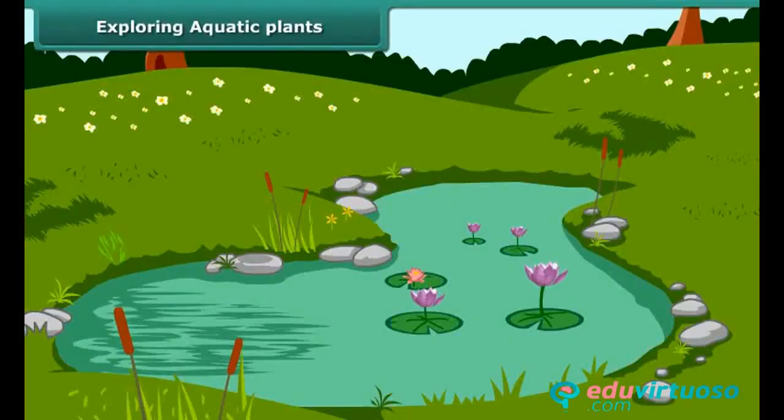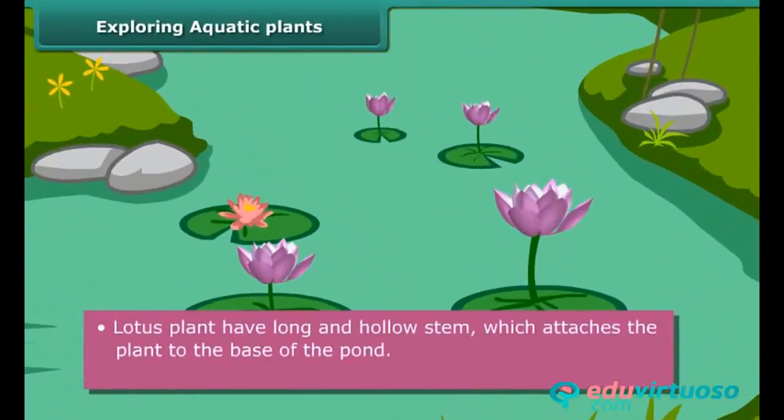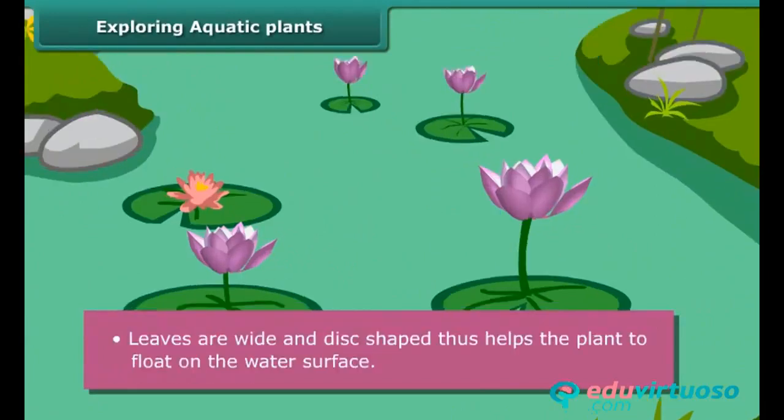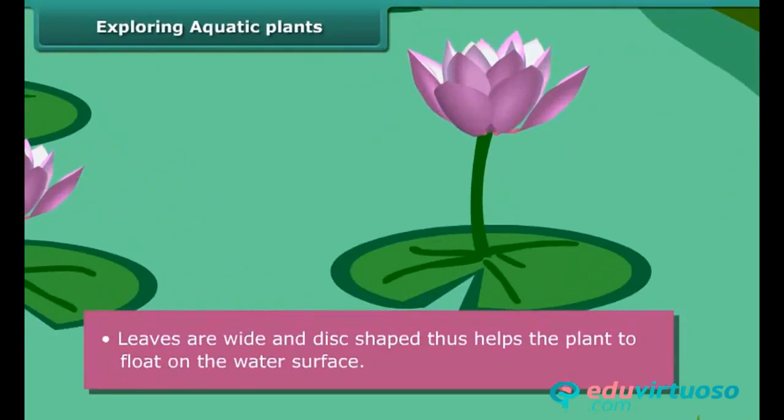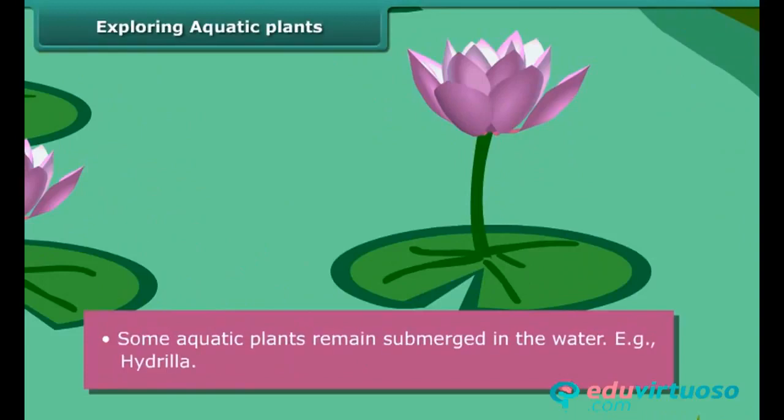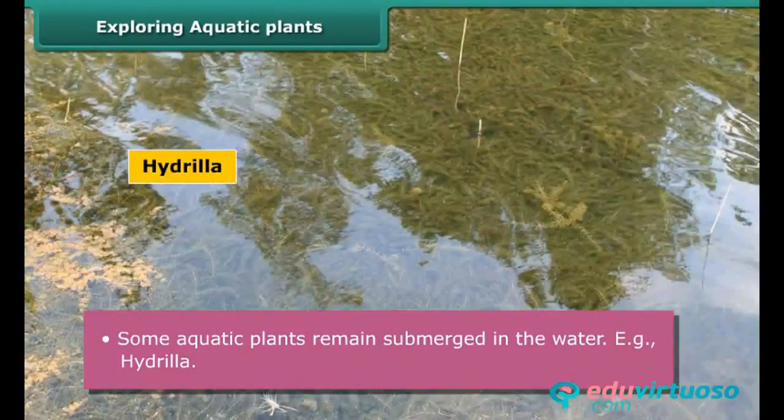Students, you might have seen lotus floating in ponds and lakes. These plants show various adaptations to live in water. Lotus plants have long and hollow stem, which attaches the plant to the base of the pond. Roots are short. Leaves are wide and disc-shaped, which helps the plant to float on the water surface. Some aquatic plants remain submerged in the water, for example, hydrilla.